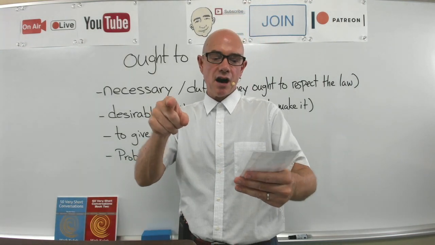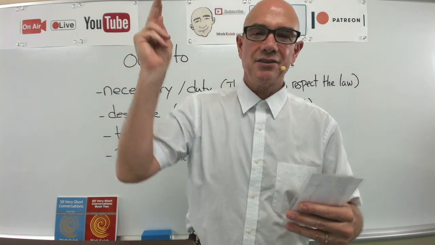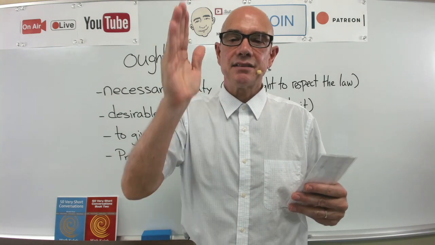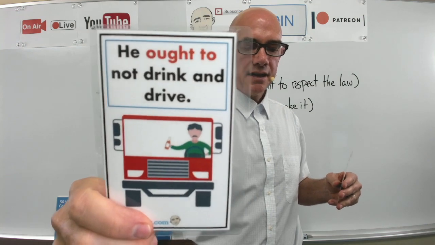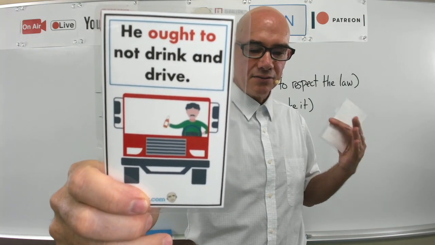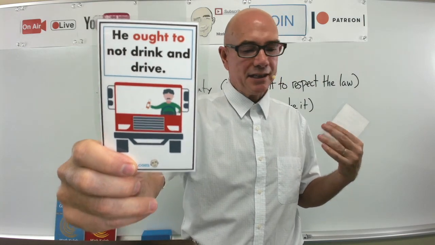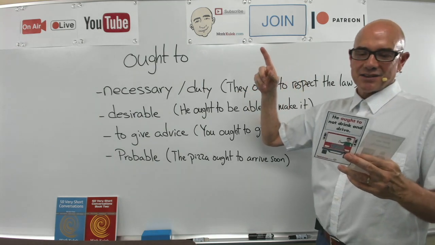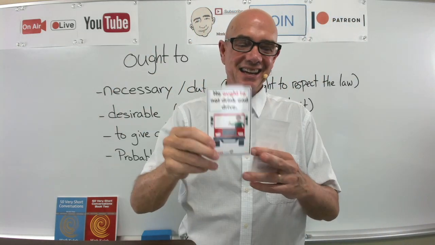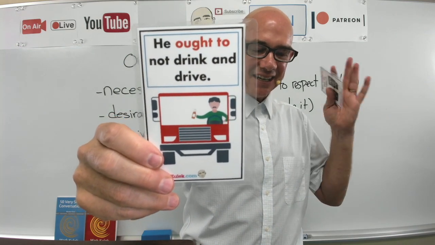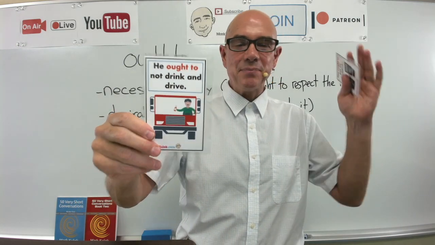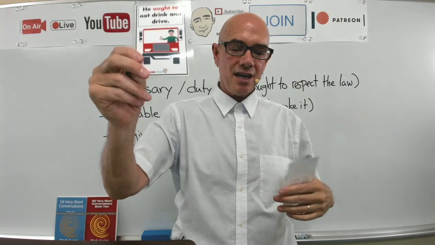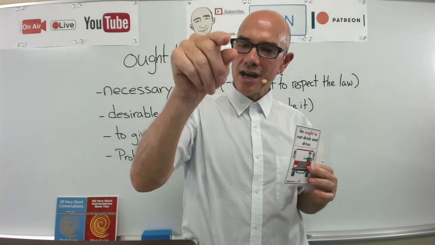Okay, good. Next card. He ought to not drink and drive. Uh-oh, that's bad. No, no, no, no. It's necessary, right? It's a duty, right? It's a law. He ought to not drink and drive, right? No, no, no. Don't do that because you can get in an accident. You can hurt yourself or you can hurt someone else, right? So you ought to not drink and drive.